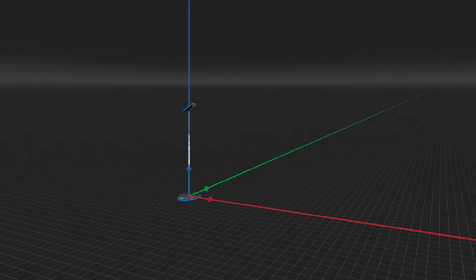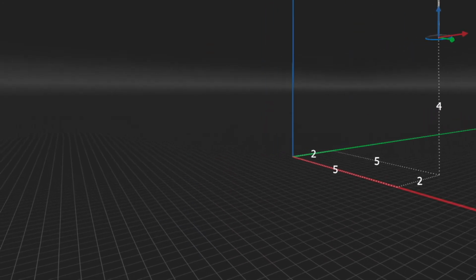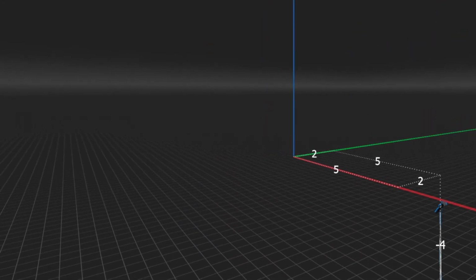To describe an object's position in space, we can define the offset from the origin for each axis. If we define x at 5 foot, y at 2 foot, and z at 4 foot, the object goes to that position in space. Each of these offsets can be negative as well, getting the object on the other side of the origin.